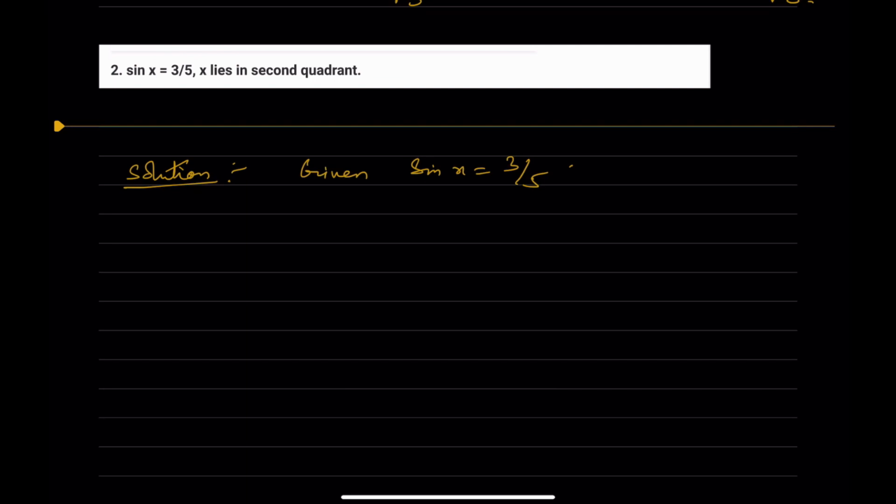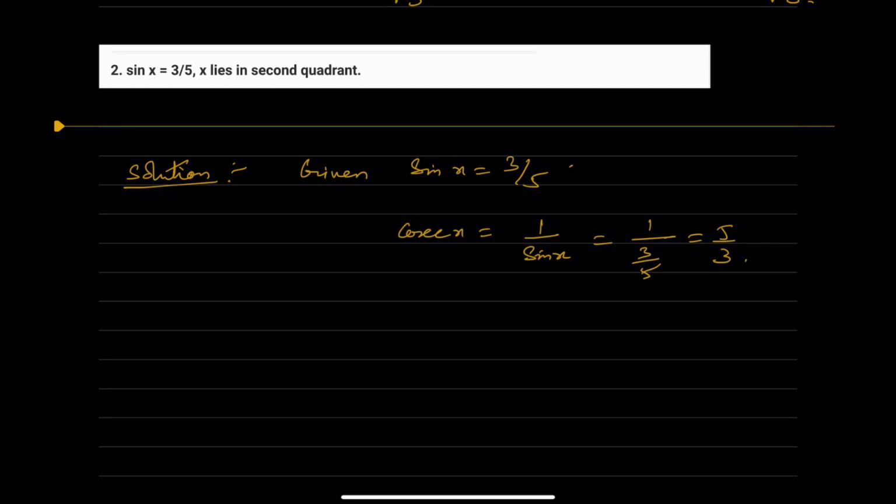In order to find that, we are given sin in this case. So we can obviously find out what is cosecant x. Here cosecant x is equal to 1 by sin x, which is equal to 1 by 3 by 5, which is equal to 5 by 3.